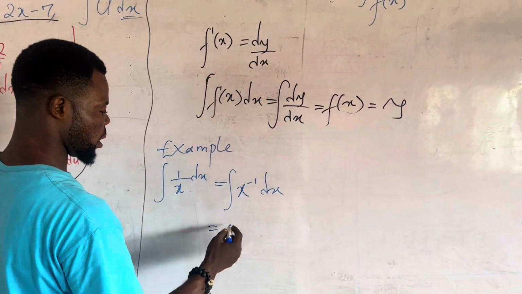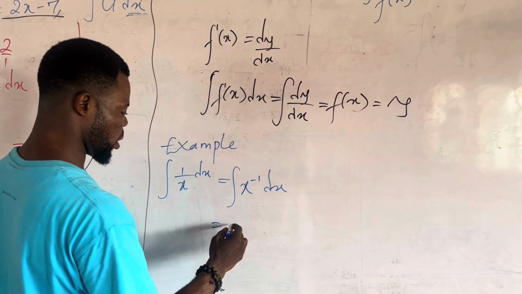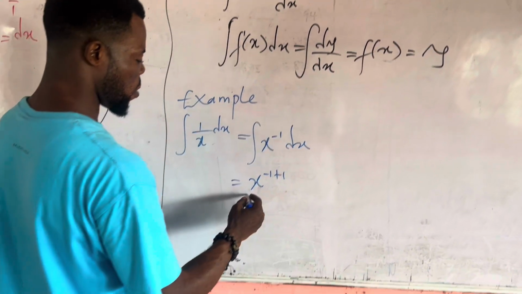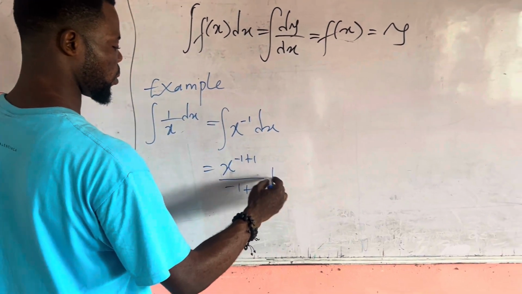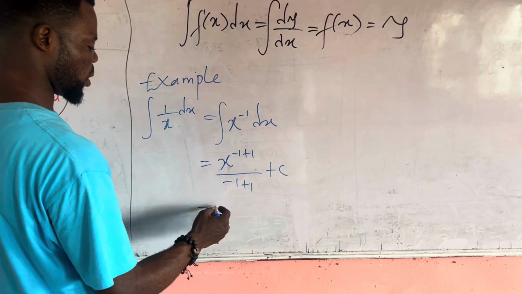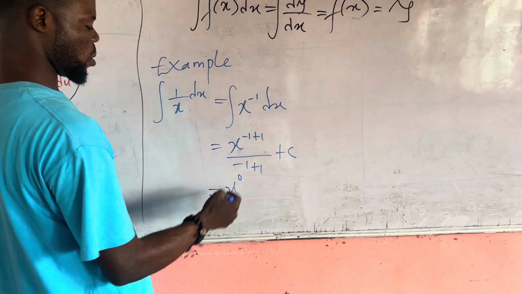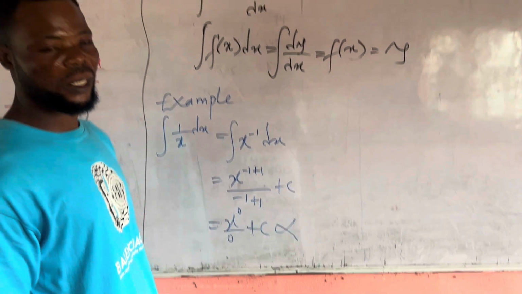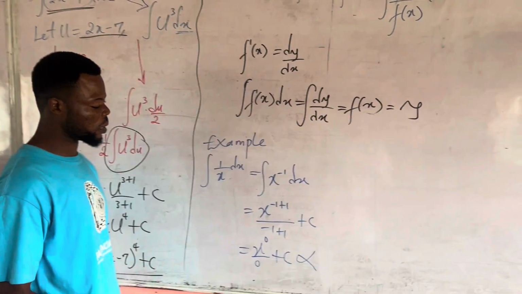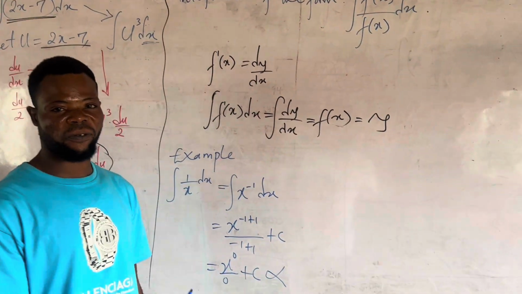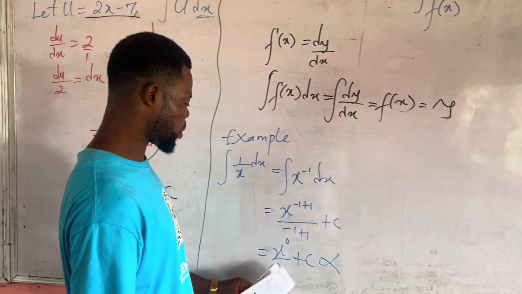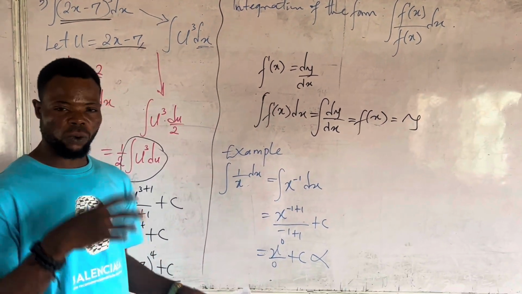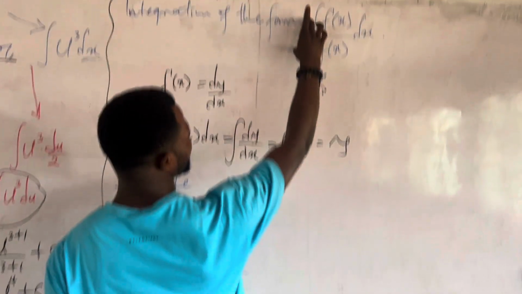And if we try it by adding 1 to the power, we have x to the power minus 1 plus 1, all over minus 1 plus 1, plus c. This will give us x to the power 0 over 0 plus c. So this method is very wrong. You cannot apply it like this, because the function will be undefined when we try to get the solution using this procedure. Therefore, we need to consider this standard form of integration.